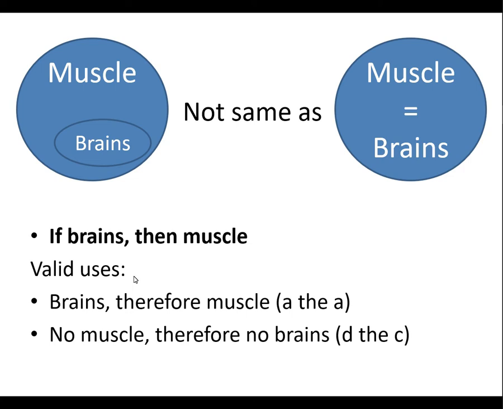Or he could come up with, if one has no muscle, then one has no brains. Because imagine the entirety of the muscle circle disappeared, the entirety of the brain's circle would disappear as well, because the brain's circle is subsumed within the muscle circle. So those are the two valid things that Thor could have done with his new knowledge, his new concept that knowledge is power.